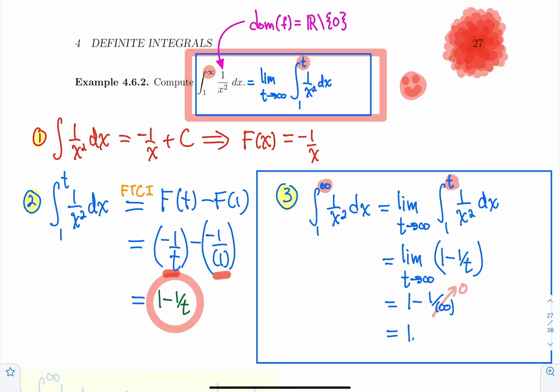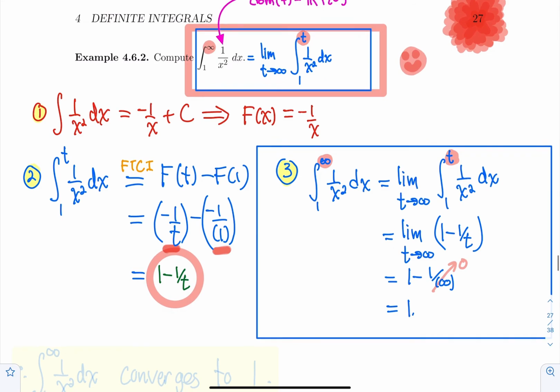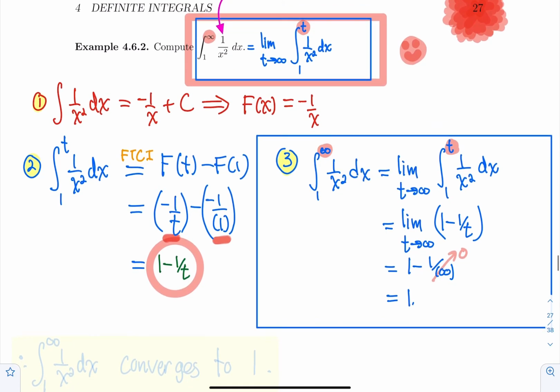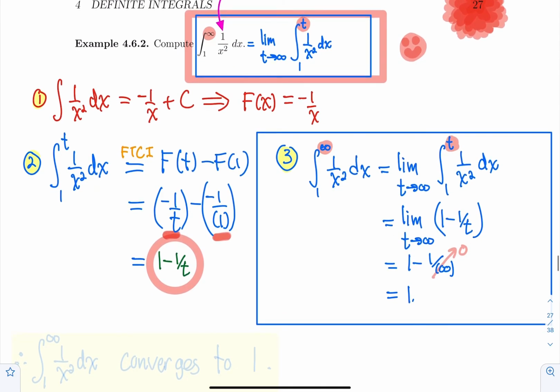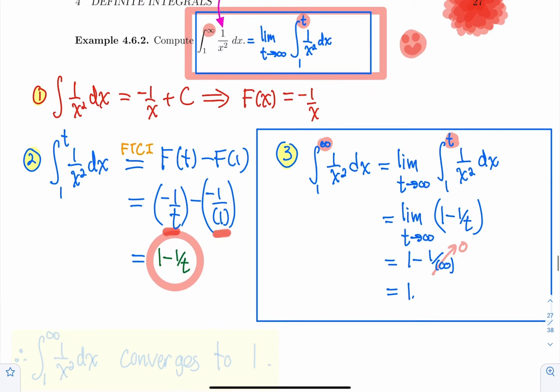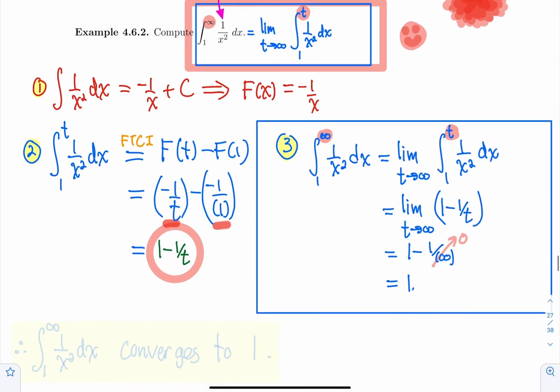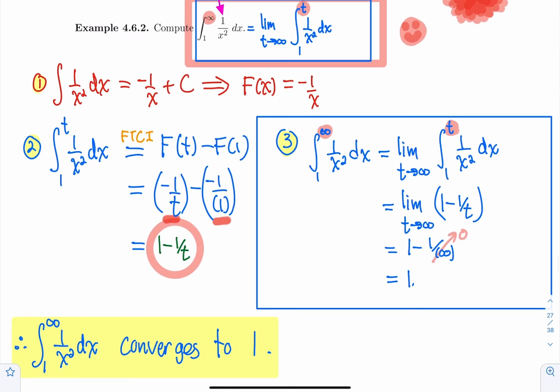So you're getting a value. The limit as t goes to infinity of the integral between 1 and t of 1 over x squared dx is equal to 1. So this means, as a conclusion here, that the original improper integral from 1 to infinity of 1 over x squared dx converges to 1.